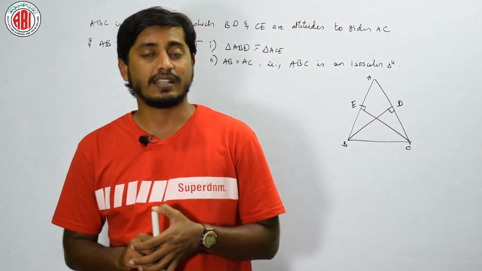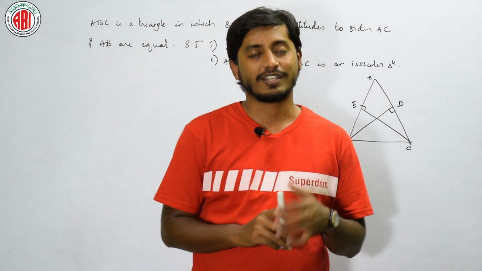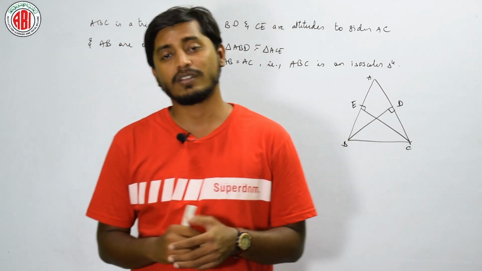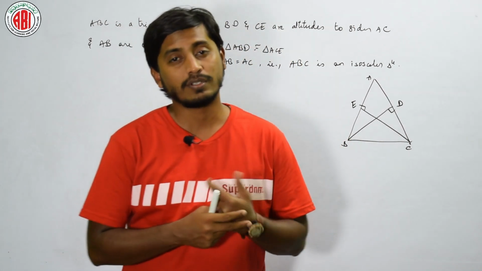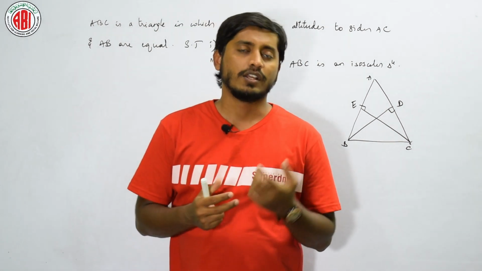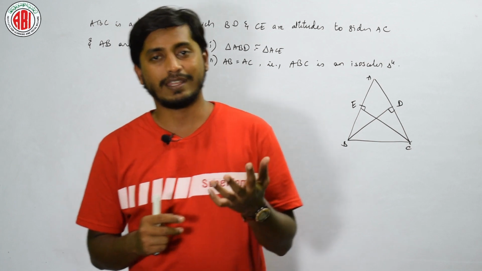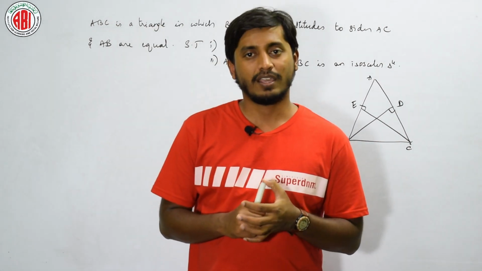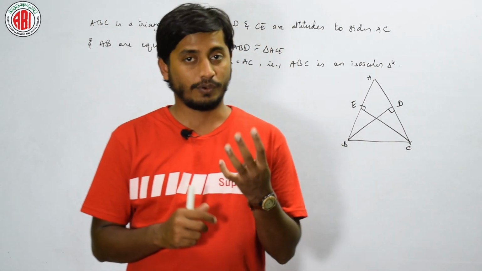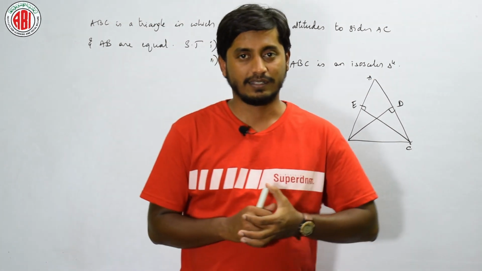We have started a discussion with a chapter that is triangles. What did we learn in this chapter? We learned about different congruency rules and we did a few problems of this, right? Today we are going to solve a few more problems based on the congruency of triangles. How many congruency rules did we learn? Four, right? Let us start the problem.